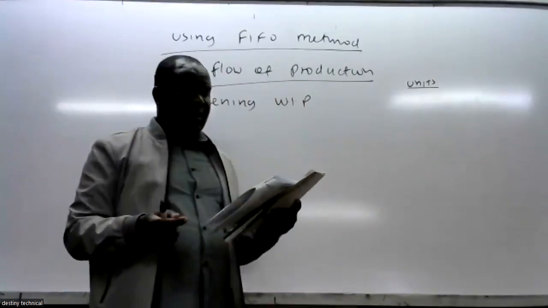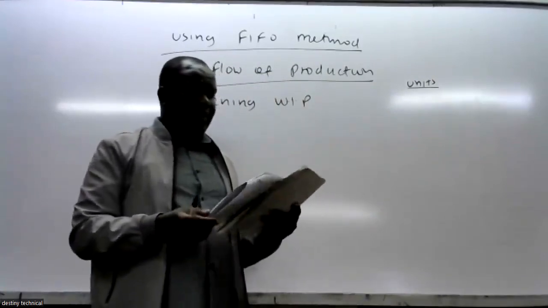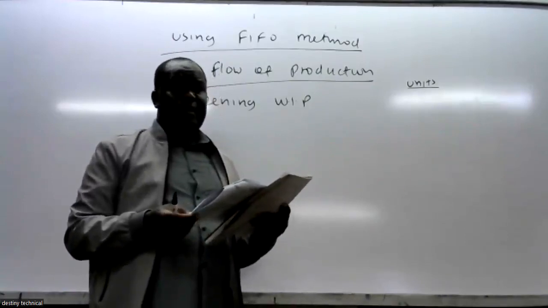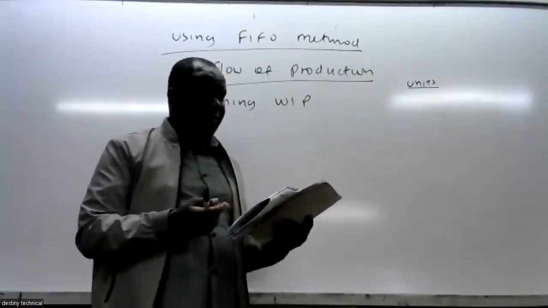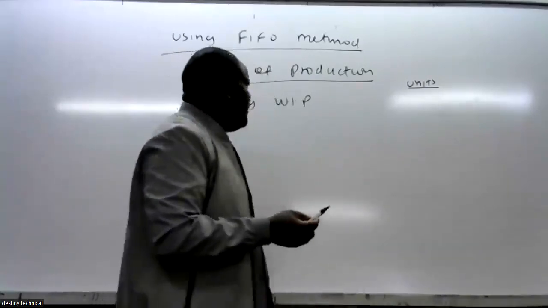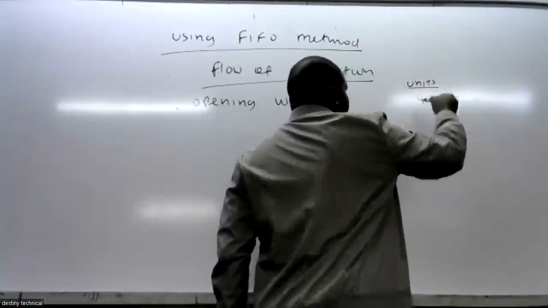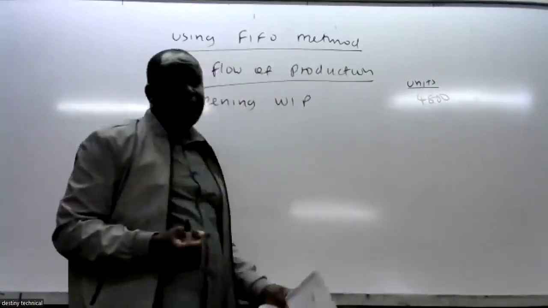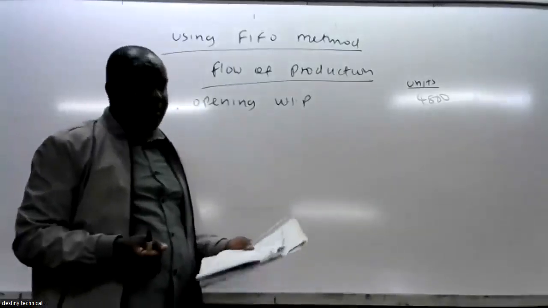You are given it in the first paragraph. Opening stock, they were 4,800 units, valued at what, then completed as follows. So opening work in progress is 4,800 units.